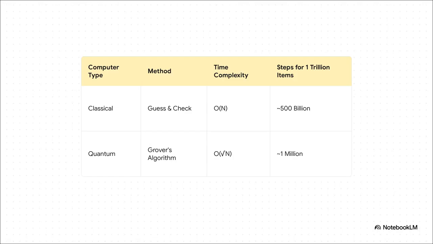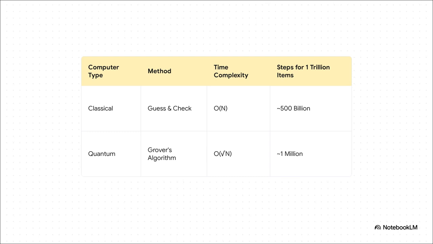Okay, this table breaks down the difference beautifully. Your classical computer, it just guesses and checks. We call its efficiency O of n, which is just a fancy way of saying the search time grows in a straight line with the size of the haystack. For our trillion items, that's a mind-numbing 500 billion steps.